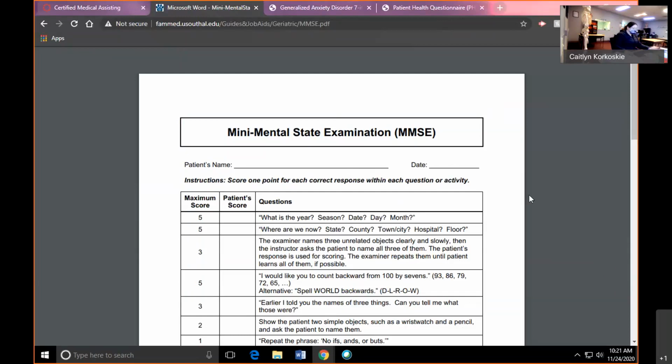So it really just helps the doctor to know, are they having more issues with anxiety or more issues with depression, so they can prescribe the right medication to deal with that specific issue.